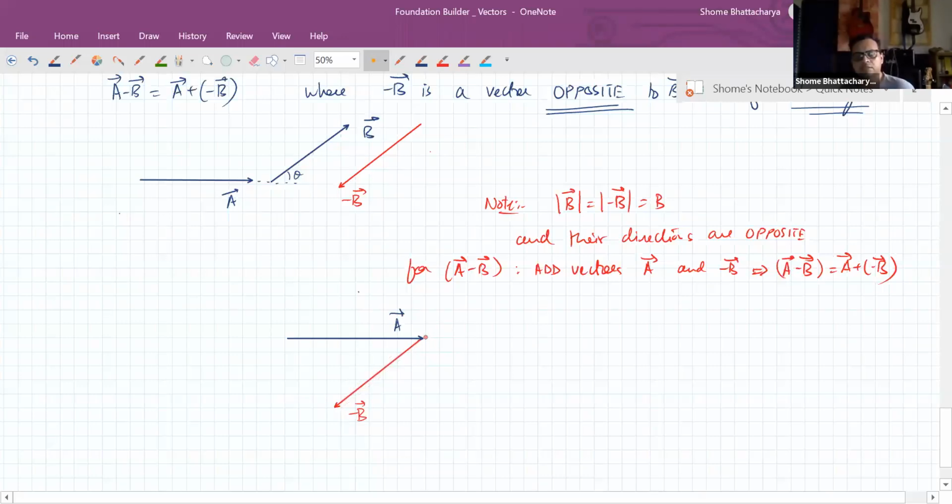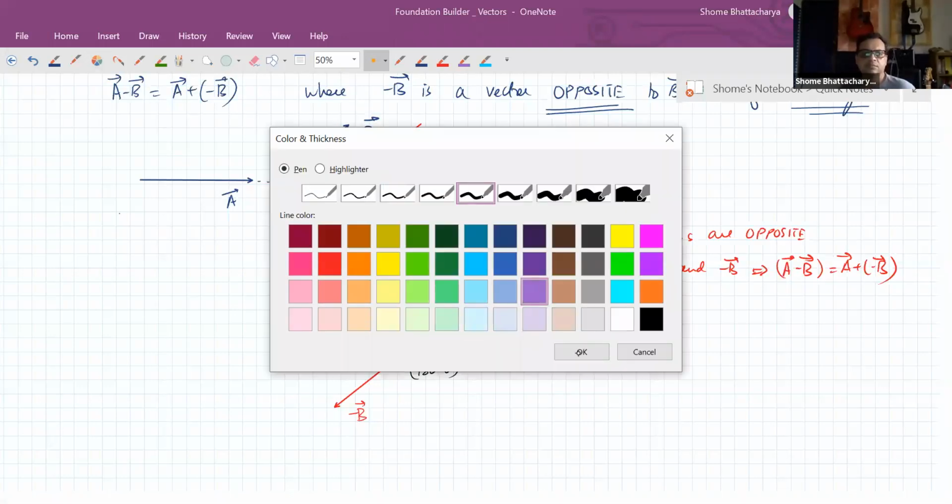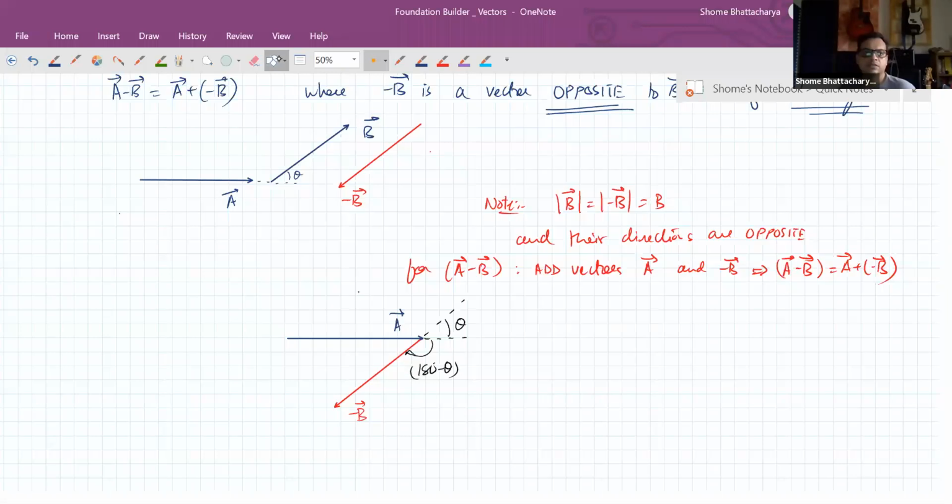So that one will look like this. And we'll understand that the angle between the vector A and minus B will become how much? It will become 180 degrees minus theta, because this angle was theta. So now in this diagram, what is the sum of these two vectors, A and minus B? The sum of these two vectors is the third side of the triangle. This is our A minus B.